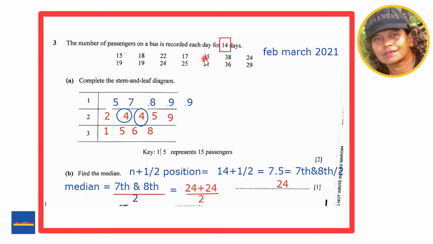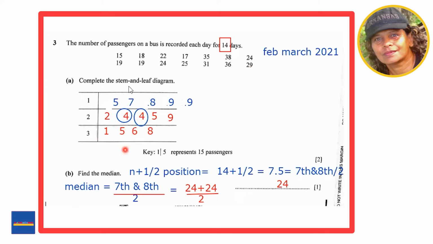Then we have 35, which would be 3 and 5. Then 38, we put it on the same row as 3. 24 on the same row as 2. 19 comes after 18. Then we have 24, so there are two 24s. We had a 24 earlier. Then we have a 25. Then we have a 31, so that comes before the 38, 5 and 38 that we had. Then we have a 36, we write 6 after 5, and then 29, which is the last one.